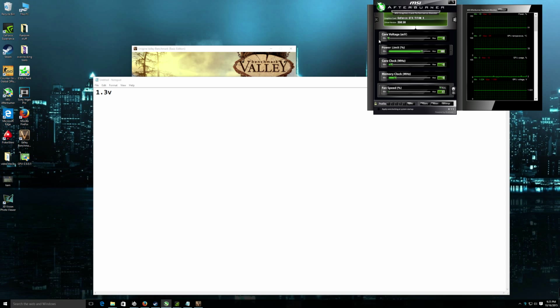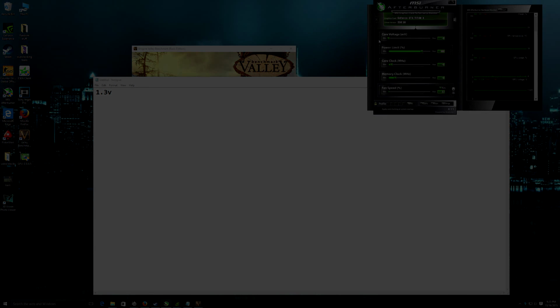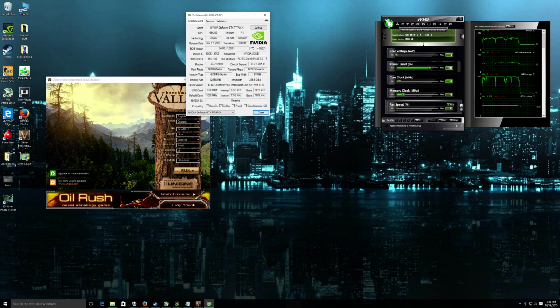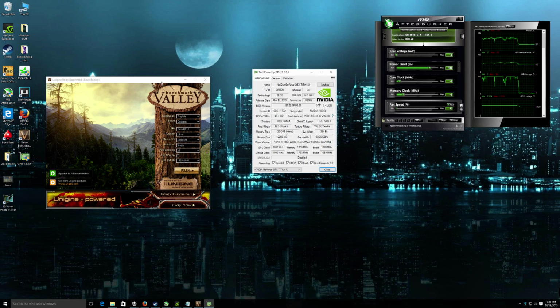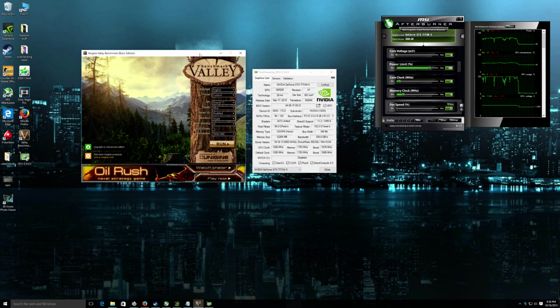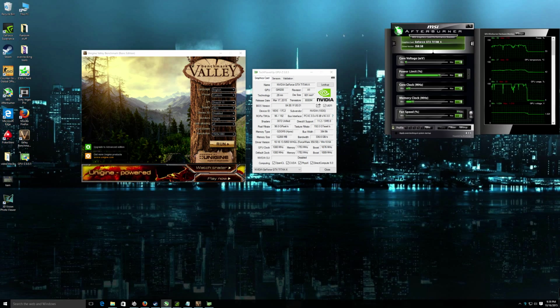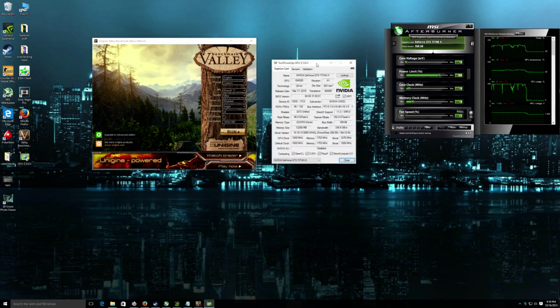Let's overvolt my card so you can see what it looks like in action when you're going to do it for yourself. All right, let's get there. All right, guys, so let's overvolt my card so you guys can see how it's done. The tools that I'm going to use are MSI Afterburner, Valley Benchmark, and GPU-Z.